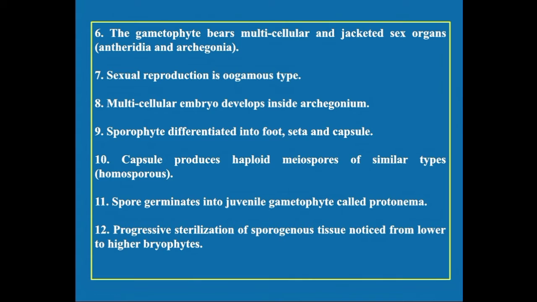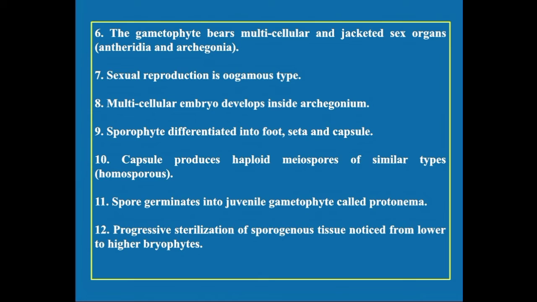The gametophyte bears multicellular and jacketed sex organs, that is antheridia and archegonia. So when we observe the gametophyte or the main plant body, it possesses sex organs, that is male sex organ, antheridia, and female sex organ, archegonia, and they have covering or jacket. Sexual reproduction is oogamous type. Multicellular embryo develops inside the archegonium.